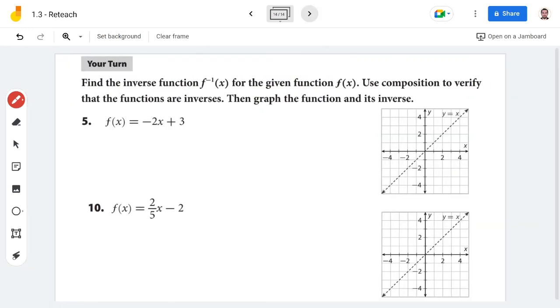Here are two questions for you. Pause the video and try to solve them by yourself.